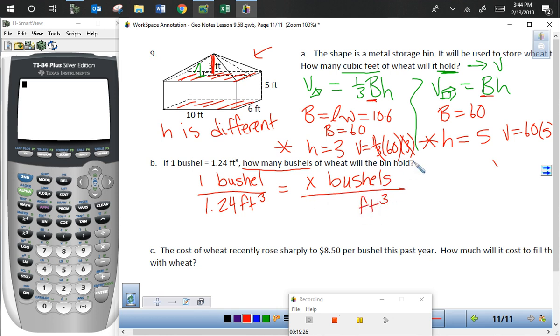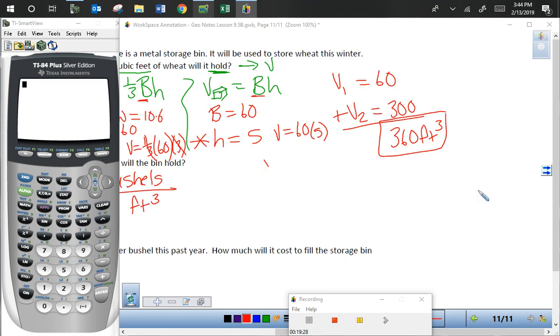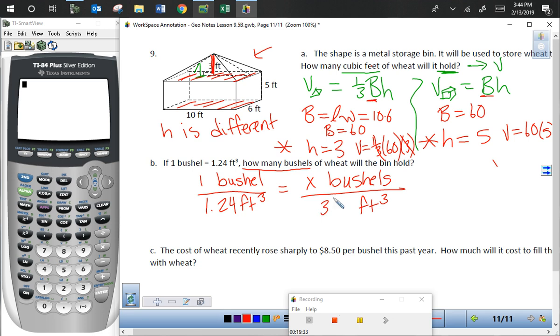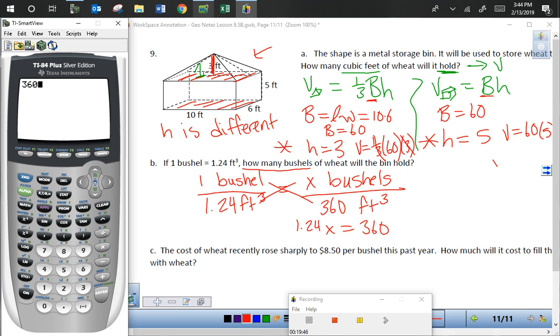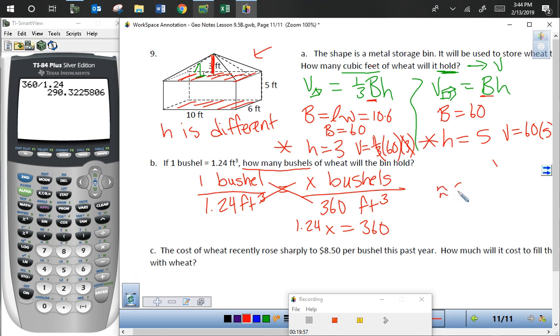On the bottom is where our feet cubed goes. So we take our feet cubed from up above, this 360, and plop that on the bottom of our proportion. Then we can see X gets multiplied by 1.24, and 1 times 360 is just 360. That tells us we need to divide that over. So how many bushels of wheat will this hold? It's going to be about 290.3 bushels.